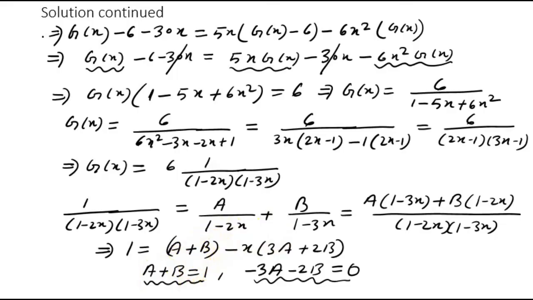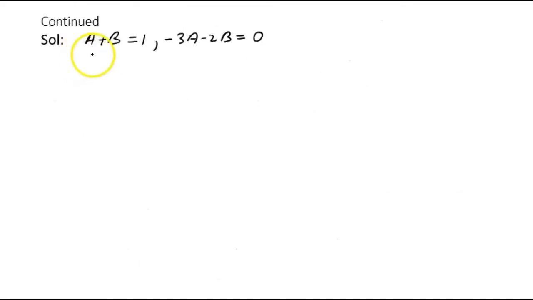So to solve them, I am going to the next page. Keep this in mind and note it down that a plus b is equal to 1 and minus 3a minus 2b is equal to 0. So we have these two equations. So let us solve them. So minus 3a and minus 2b is equal to 0. And if I multiply here by 2, I will get 2a plus 2b is equal to 2.